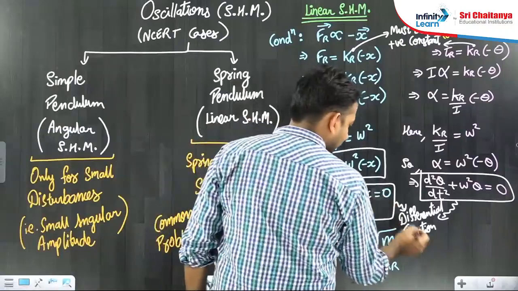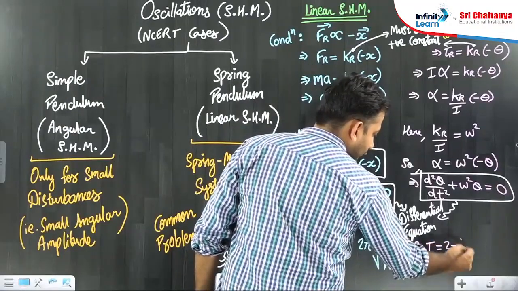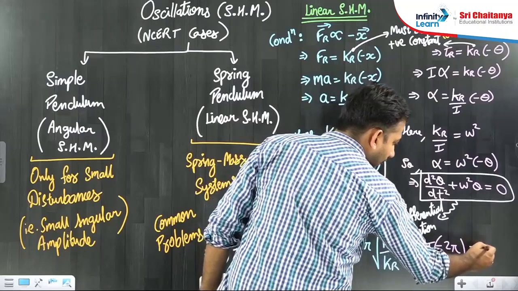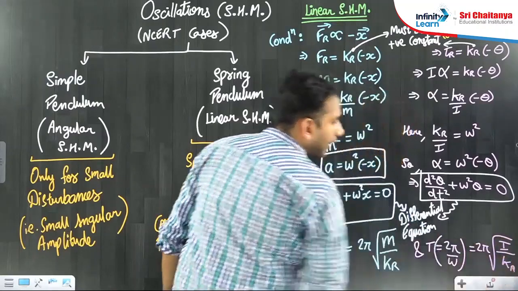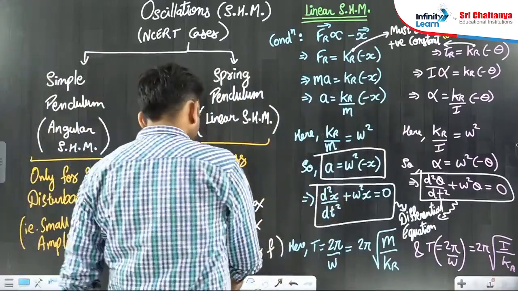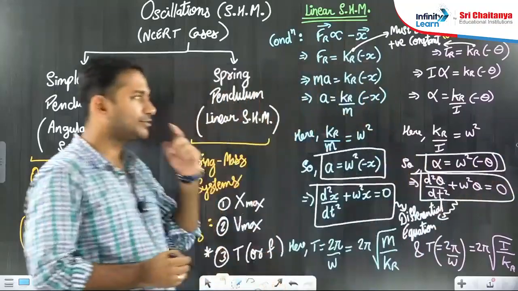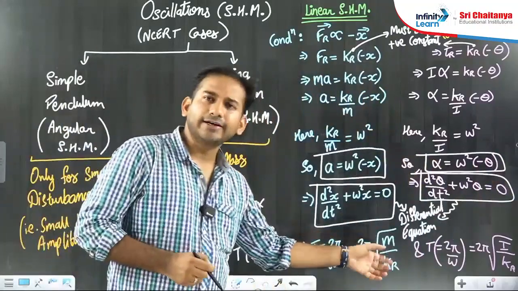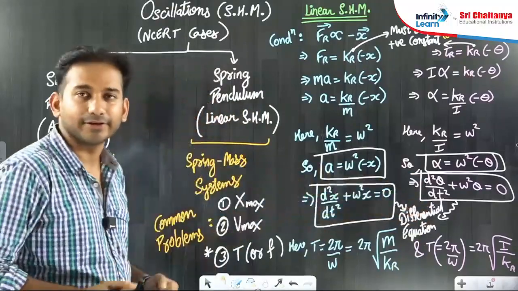Moreover, if you are interested in the time period, that time period is 2 pi by omega, so that will be 2 pi under root I, moment of inertia, by kr, I by kr. I hope the basic thing is clear. What I have tried to do here is, I would say, I have indirectly told you the procedure to find the time period.